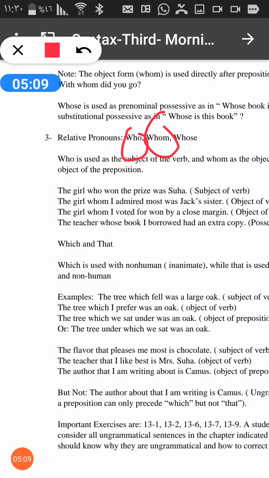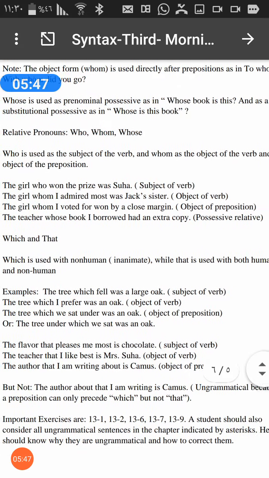And these are some examples. هنا بعض الأمثلة. The girl who won the prize was Suha. Here who functions as the subject of the verb. The girl whom I admired most was Jack's sister. Here whom is the object of the verb. But when I say the girl whom I voted for won by a close margin, here, as you see, this is object of preposition.